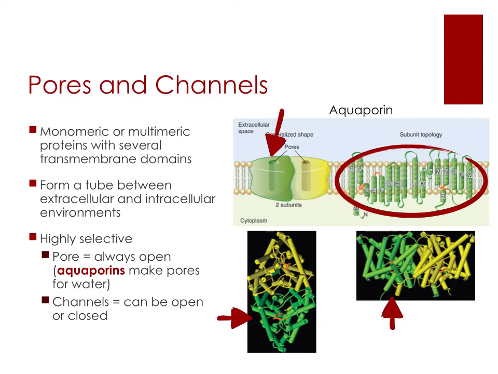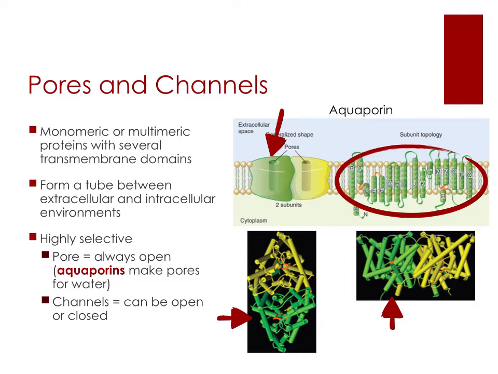In fact, the likelihood of a cell to take in water or to release water will be totally dependent on the number of aquaporin molecules found in the membrane. So for example, in the kidney cells that are responsible for the reabsorption of water, there will be a lot of aquaporin molecules so that water can move very easily between the two sides of the membrane.